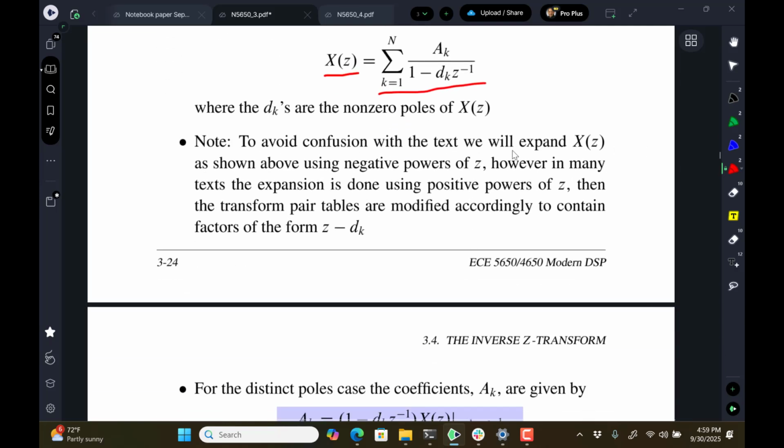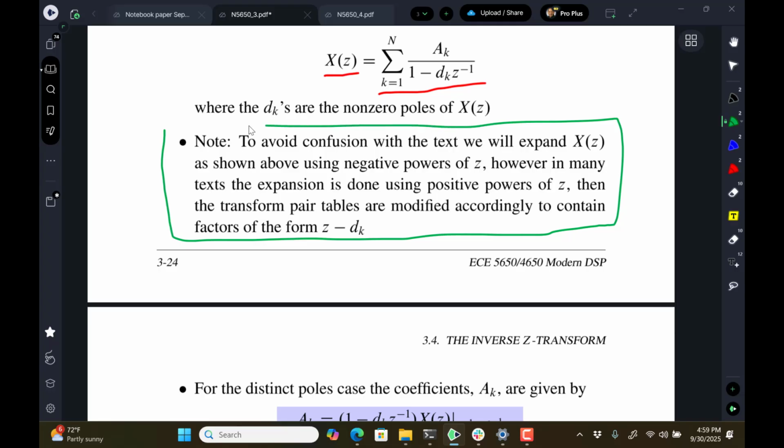Now this is a really super big deal. This is what I warned you about last week. I said we're always going to expand using negative powers of z. But in many texts that I've bumped into, they might use positive powers of z.